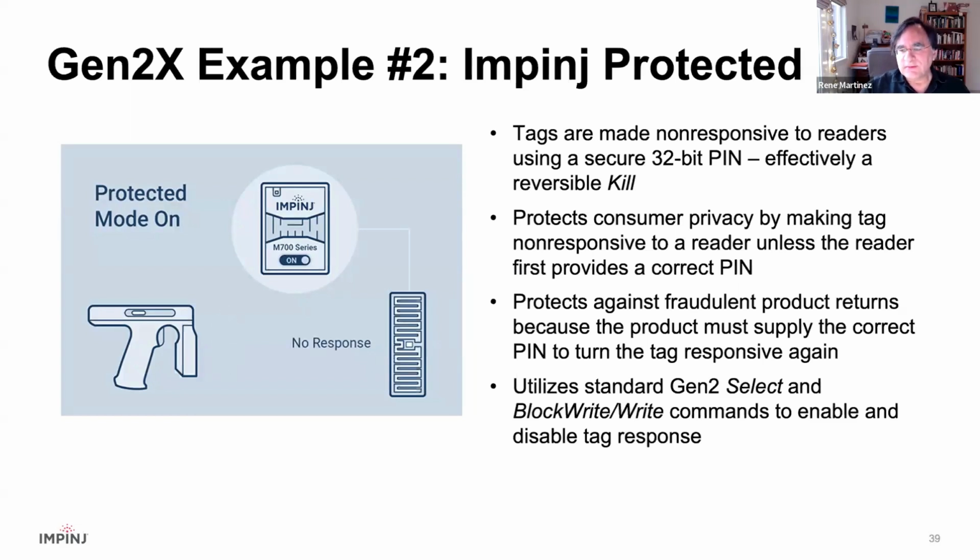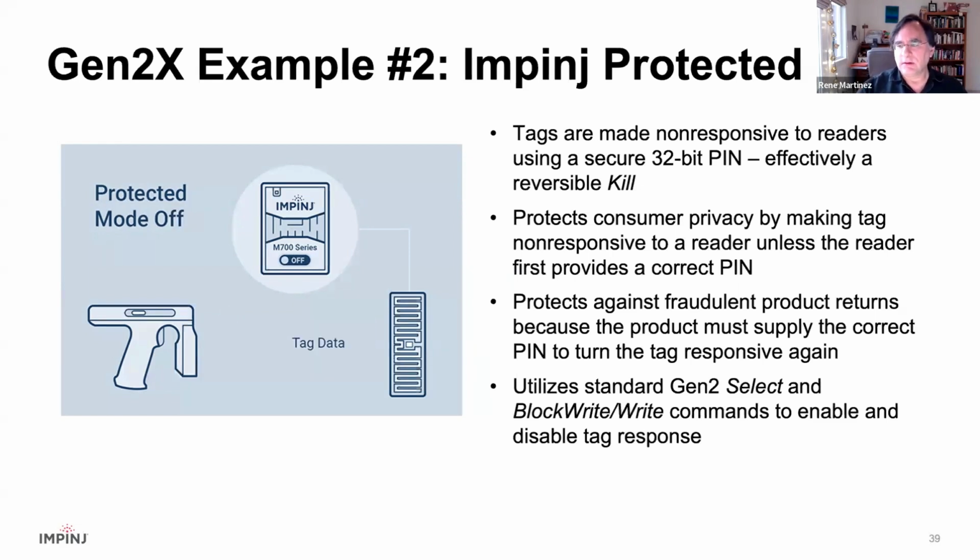It's on right now, so let's wait for a moment and it'll turn off. The protected mode will turn off in just a moment. There, it's off. When it's off, it acts as a normal tag, and tag data responds. When it's turned on, there's no response from the tag. But then, if the reader transmits this password or PIN, the tag will reply.